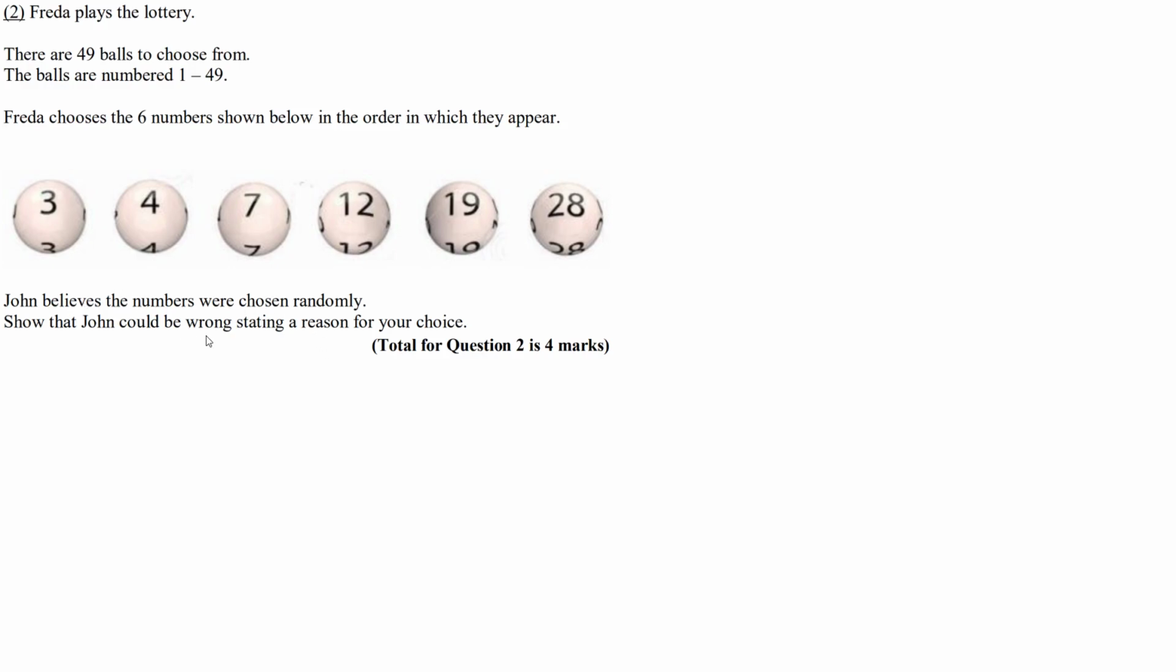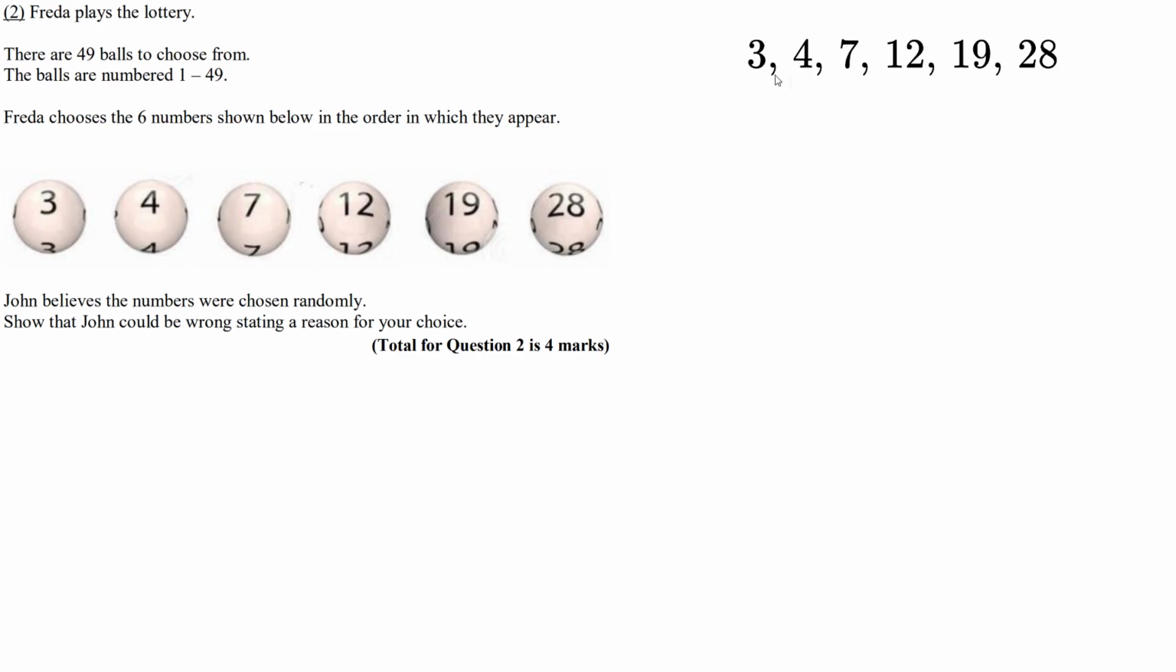Now, the only way that John could be wrong, so the only way that the numbers were chosen systematically and not randomly, is if there's some sort of pattern to them. So this is just a sequencing question disguised. So if we just go ahead and write out all of these numbers here, we can find out the differences between them and see if there's an nth term to it. Because if there's an nth term, then that means there's a pattern. And if there's a pattern, then it's likely not random.